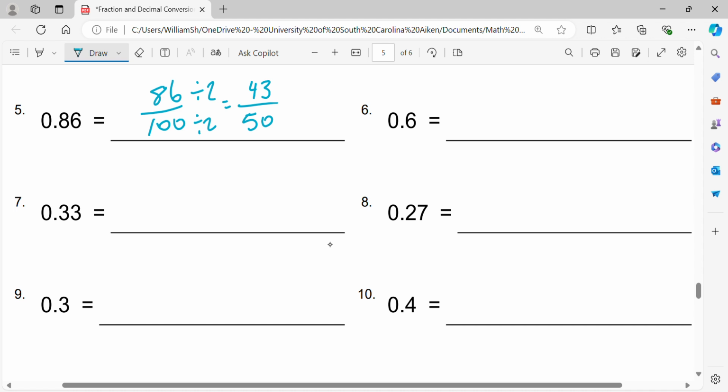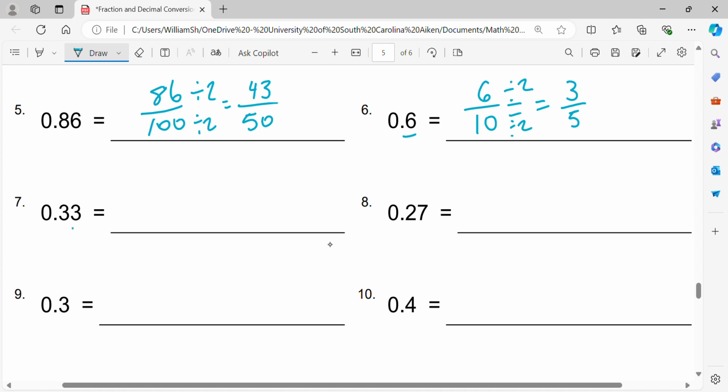Now we have 0.6. That 6 is in the tenths place. This is just 6/10 here. Okay. I do need to be able to reduce this one. They can both reduce by a factor of 2. So this gives us 3/5.